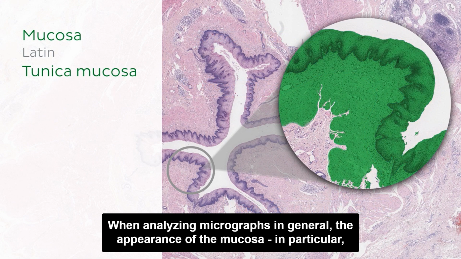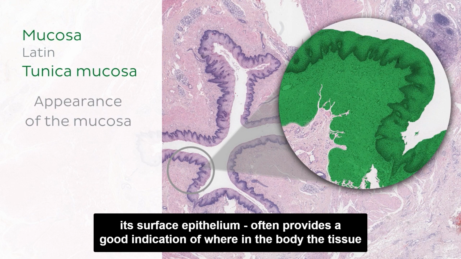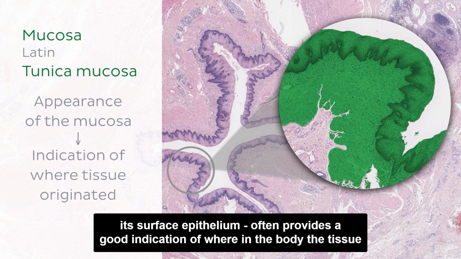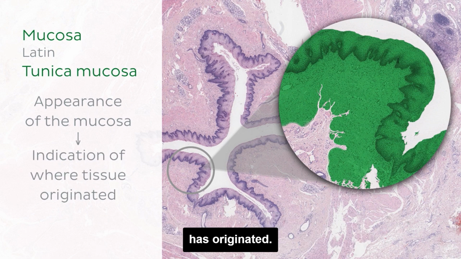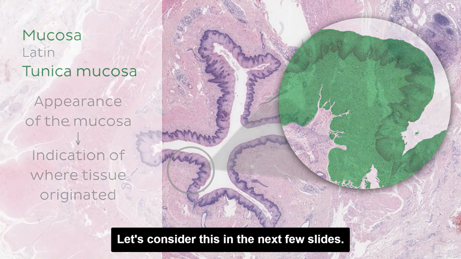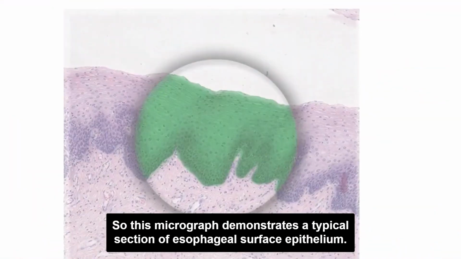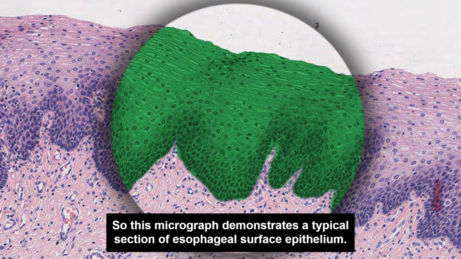When analysing micrographs in general, the appearance of the mucosa, in particular its surface epithelium, often provides a good indication of where in the body the tissue has originated. Let's consider this in the next few slides. So this micrograph demonstrates a typical section of esophageal surface epithelium.